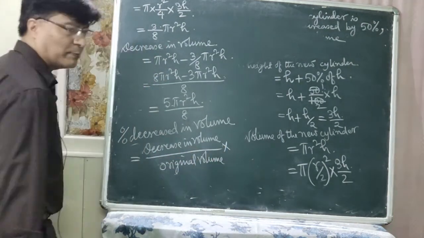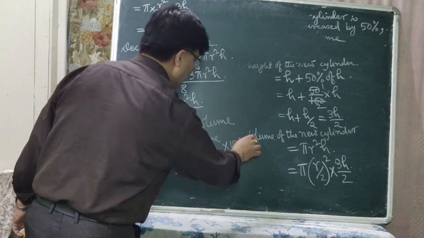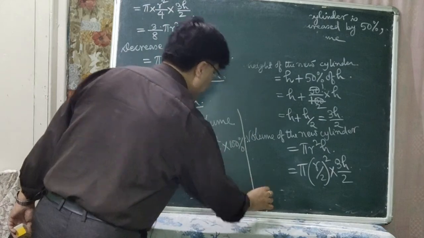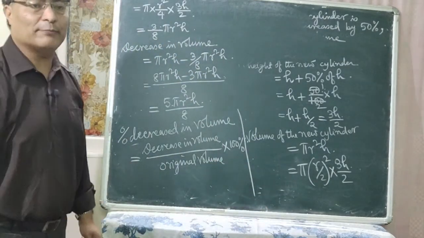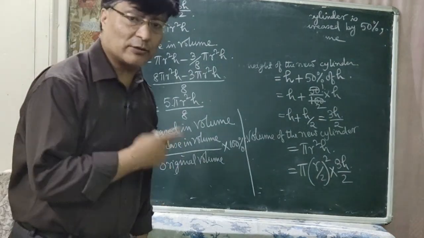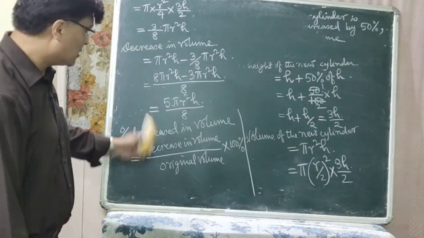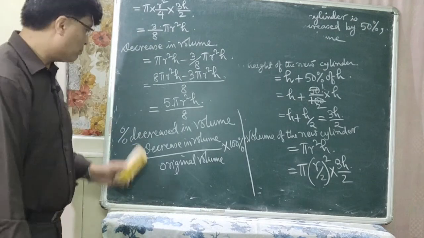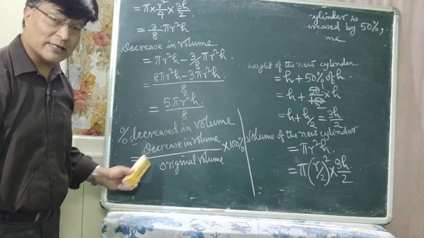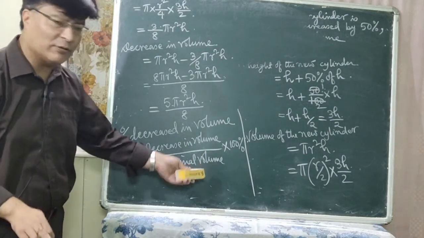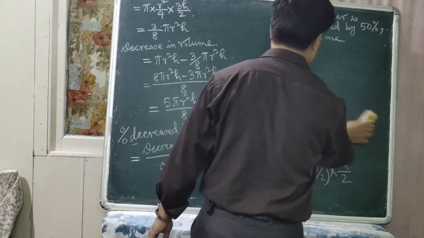Since you have to convert into percentage, you can multiply it by 100. So in order to convert it into percentage, you have to multiply it by 100. So that is converted into percentage. So I think you have understood it. So this is the formula for how to get percentage decrease in volume, which is equal to decrease in volume divided by the original volume into 100%. Okay. So let us find it now.